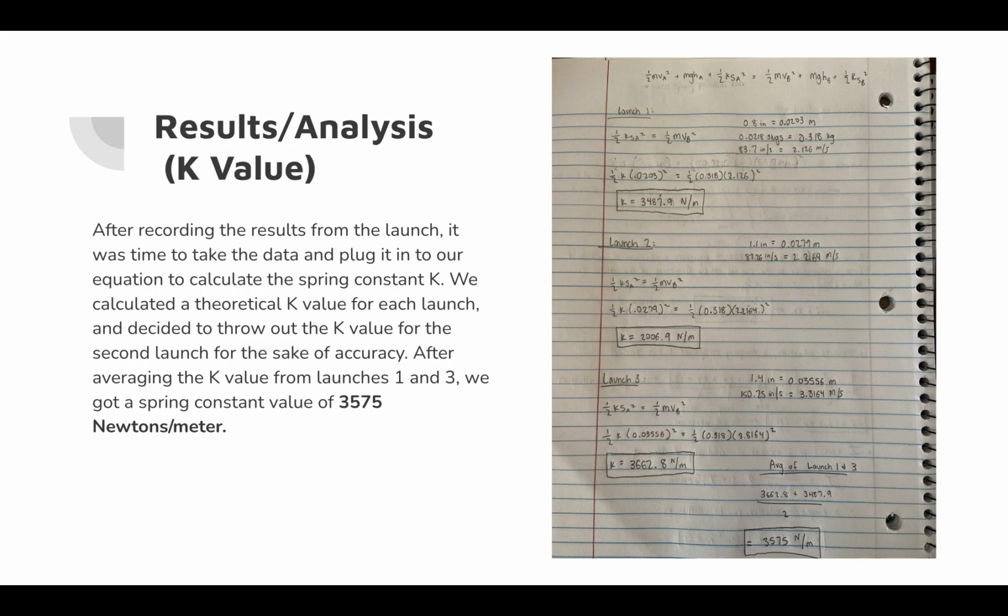Results and analysis, K value. After recording the results from the launch, it was time to take the data that we had and plug it into our equation to calculate the spring constant K. The theoretical K that we calculated was 3,575 newtons per meter. We decided, for the sake of accuracy, to throw out launch 2 because it seemed as an outlier.